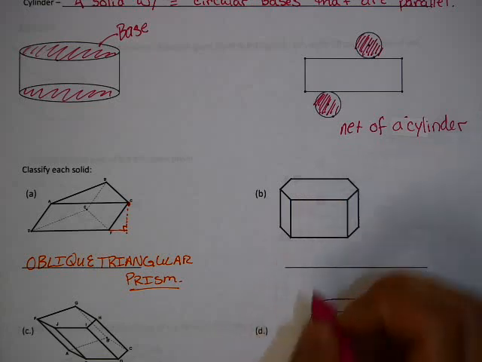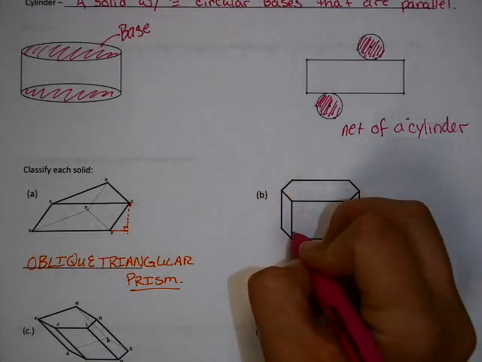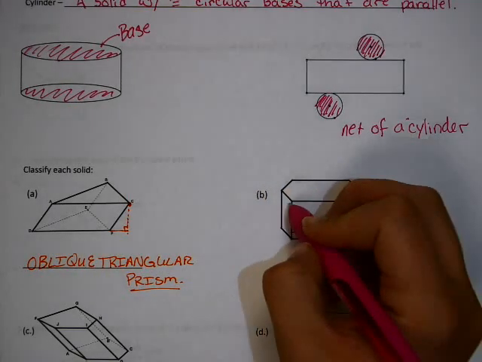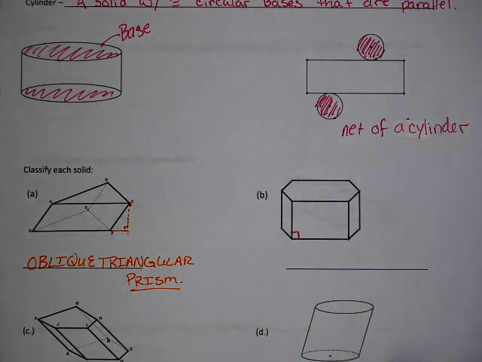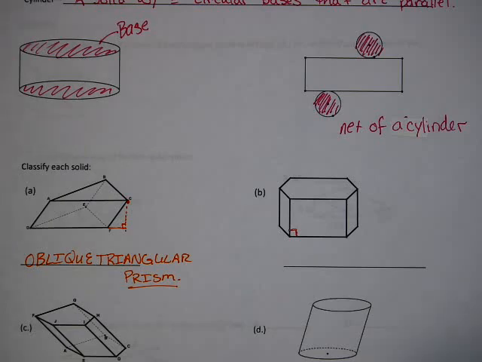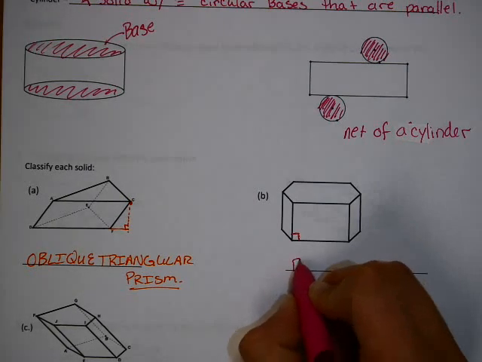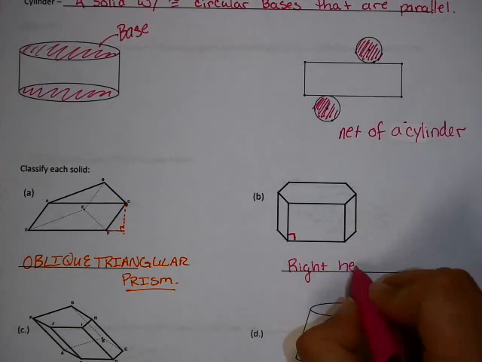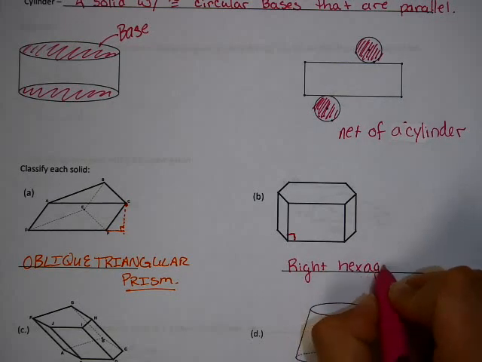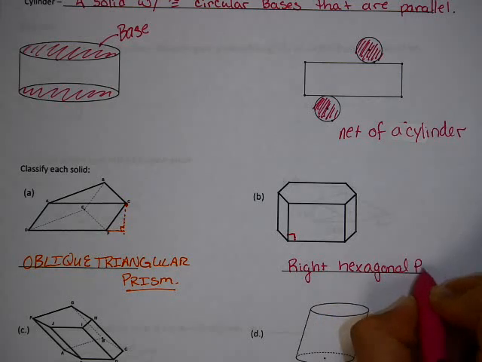Part B, this does meet at a right angle, so all the faces, if I were to draw in the height, I could easily find the height just by looking at it. I wouldn't have to draw it in. This is a right hexagonal prism.